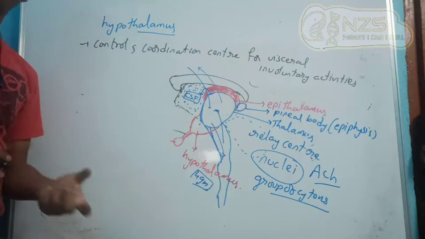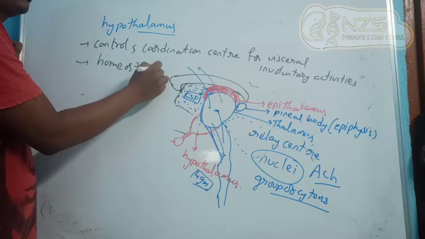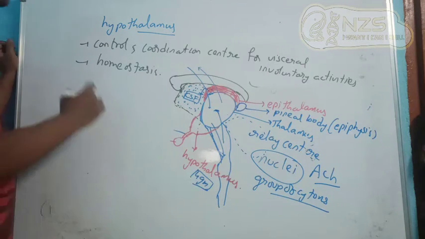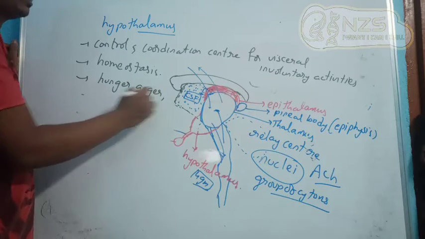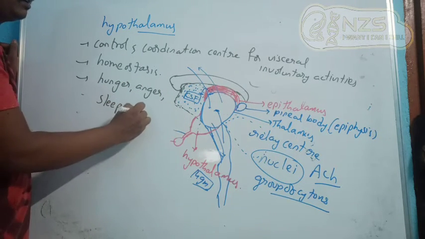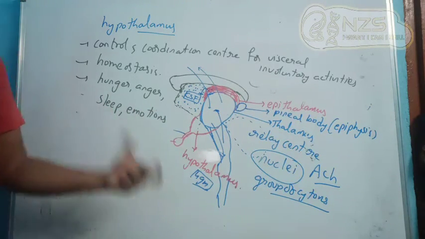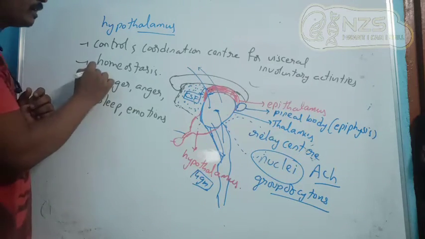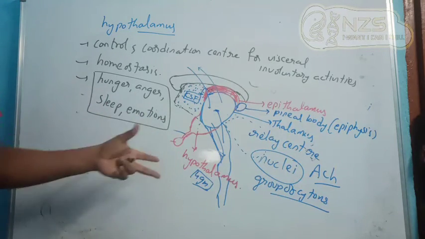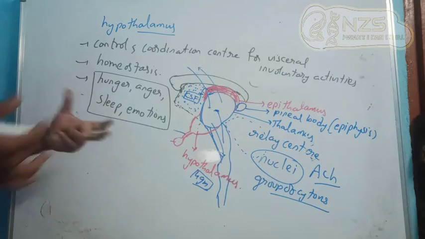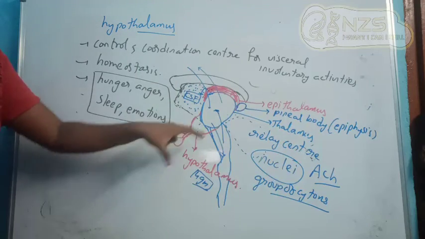Now, what type of functions? For example, maintenance of homeostasis in the body. Maintenance of hunger, anger, sleep, emotions. So these are all involuntary behavior patterns. Now these are not done by the hypothalamus alone. The hypothalamus takes help of some other system. I'll discuss that. It is called the limbic system, the emotional controller system. But the main role is done by this hypothalamus.